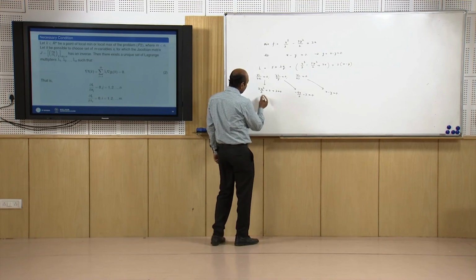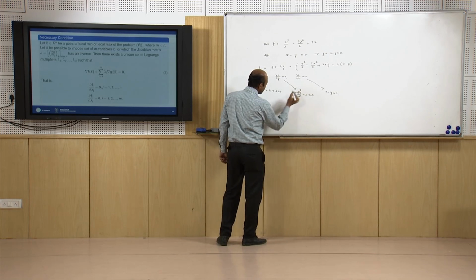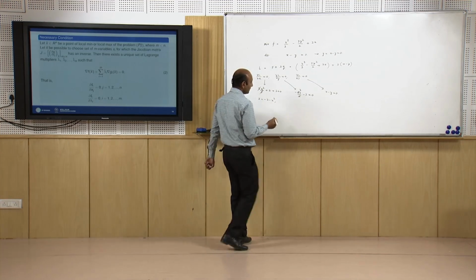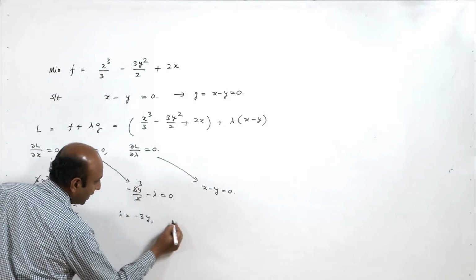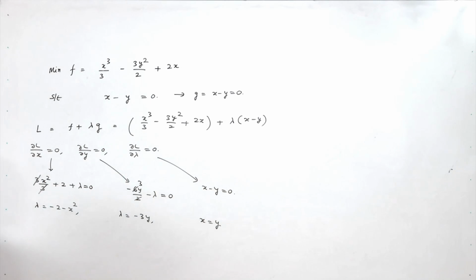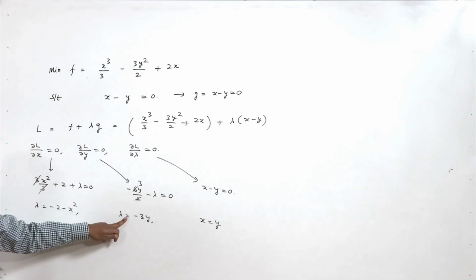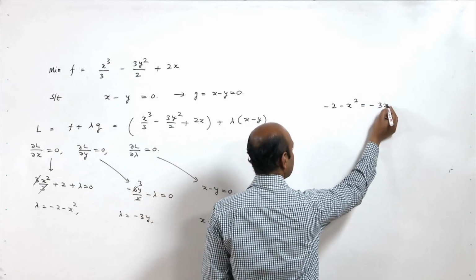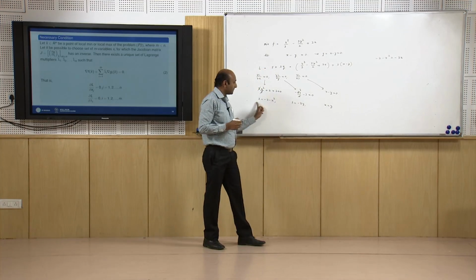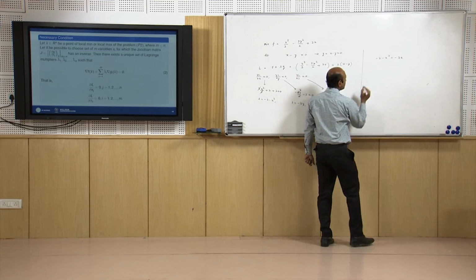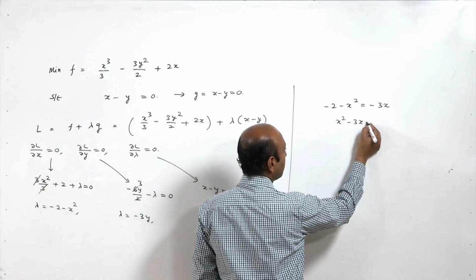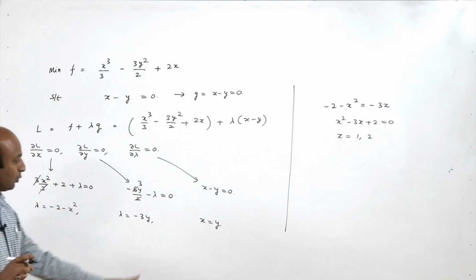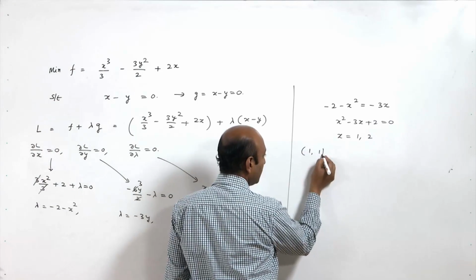So, what we obtain from here, the 3 cancels out, and here 2 and 3 times cancel out. Lambda will be equal to minus 2 minus x square from the first condition. From the second, lambda must be equal to minus 3y, and from the third, x is equal to y. So, you substitute x equal to y and lambda equal to lambda. We obtain minus 2 minus x square equals minus 3x, because x is equal to y. So, x square minus 3x plus 2 is equal to 0, that means x is 1 and 2. If x is 1 and 2 and x equal to y, that means y is also 1 and 2. So, points are (1, 1) and (2, 2).